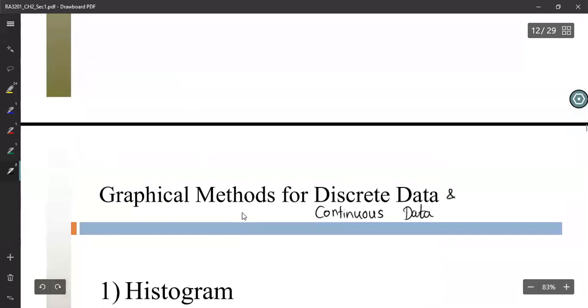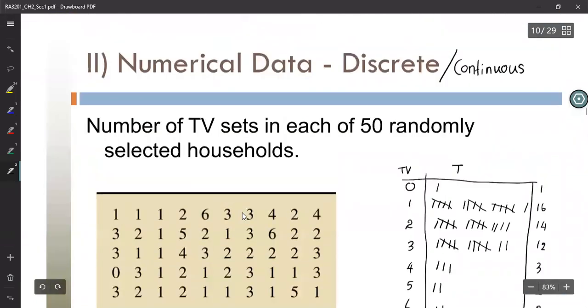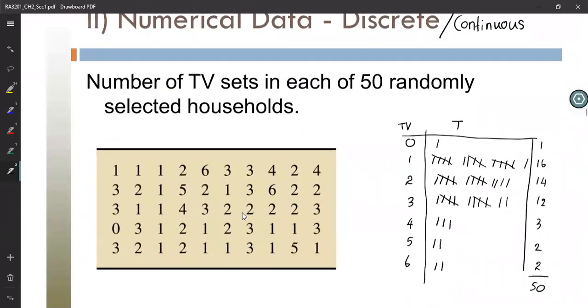Right. So this one is a discrete one. In this example, the number of TV sets is discrete. So you can clearly see, it's like the categorical variables. You don't have any value in between. So you can easily tally it.